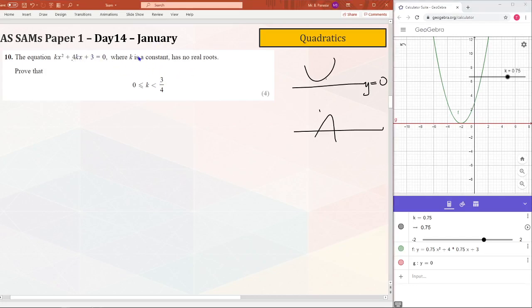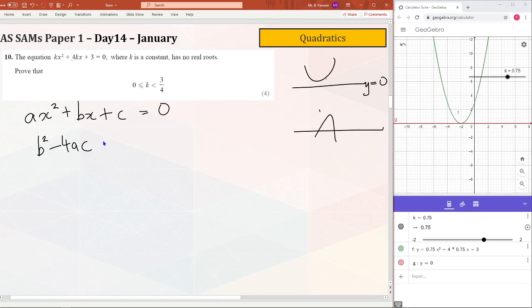So how would I actually go about answering this question algebraically? Firstly, I would want you to realize that this is a quadratic, ax squared plus bx plus c equal to 0. And we know that if I have a quadratic and it's equated to 0, the discriminant b squared minus 4ac gives me a lot of information about this quadratic.